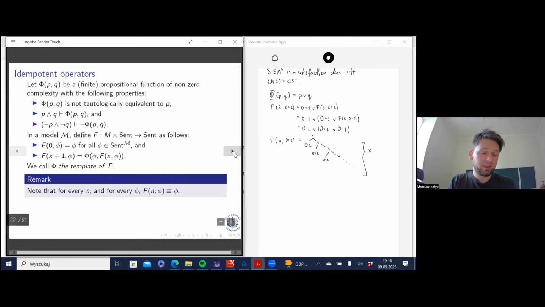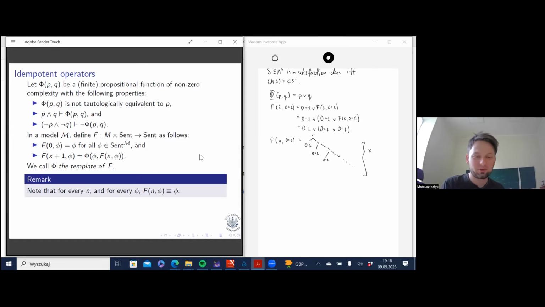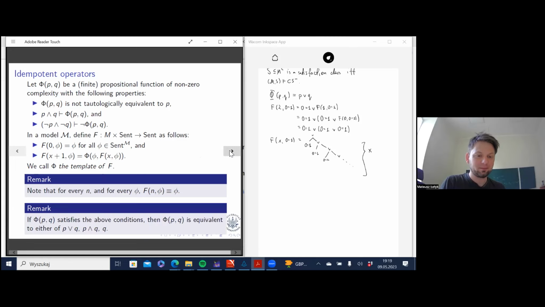We call phi the template of f. So right, this is the crucial basic observation for this project. By the conditions put on this template phi, for every n and for every phi, f of n phi is equivalent to phi. And a very basic inductive argument shows this. This was for standard, right?